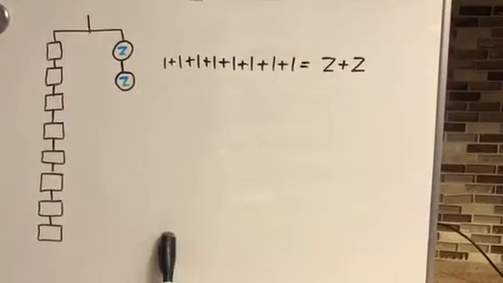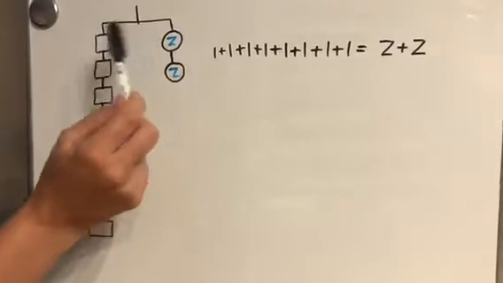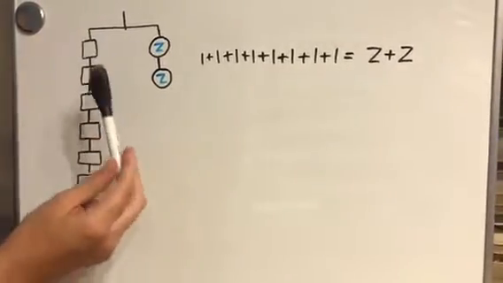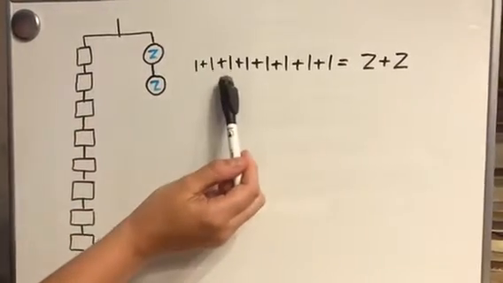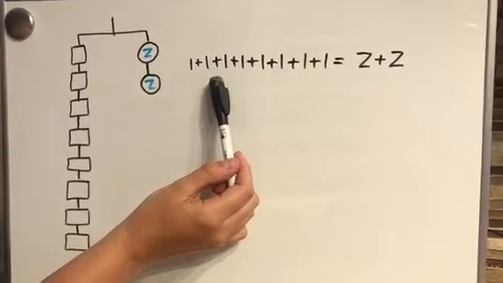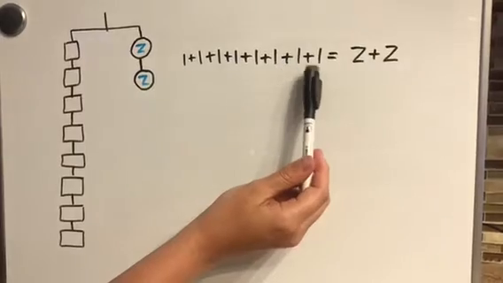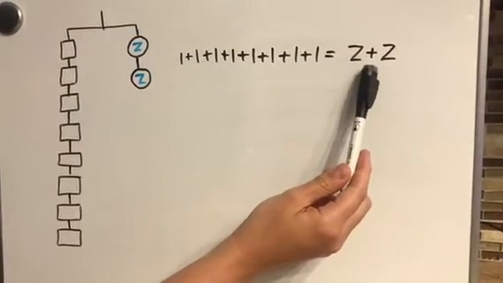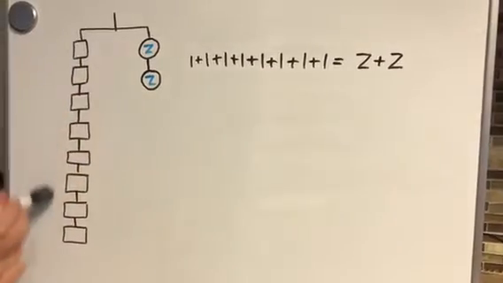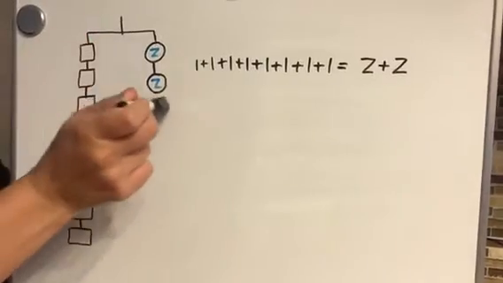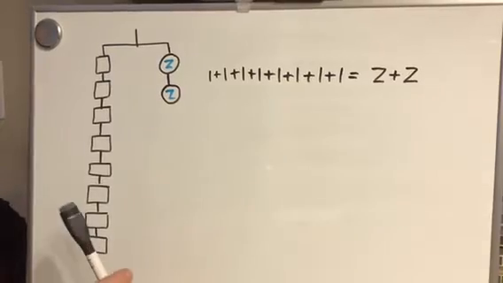All right, you guys, so this is going to be our first hanger problem. If you take a look, we have two sides of the hanger. This side represents squares. This side represents circles. We have the equation right here. It says 1 plus 1 plus 1 plus 1 plus 1 plus 1 plus 1 plus 1 equals z plus z. So whatever this equals on this side is the same as this side. They'll balance each other out. So let's take a look at it.